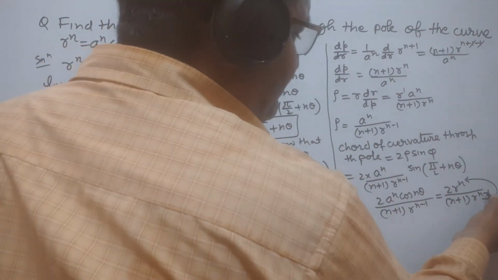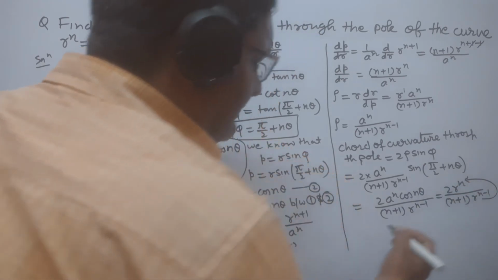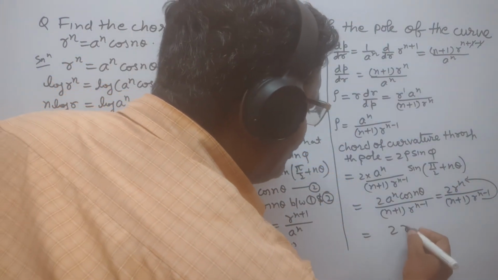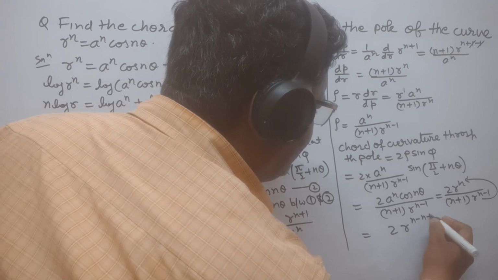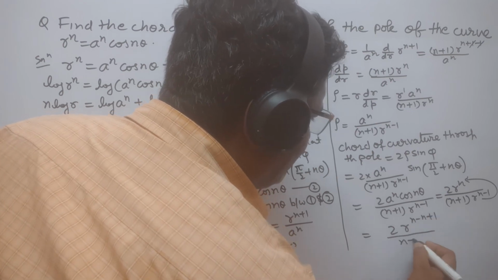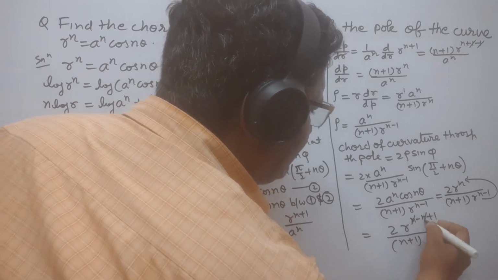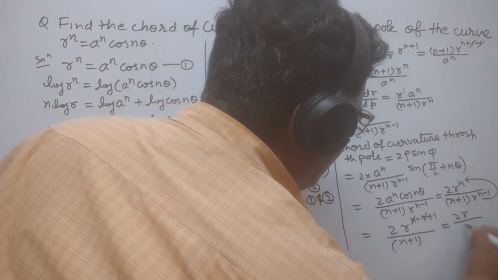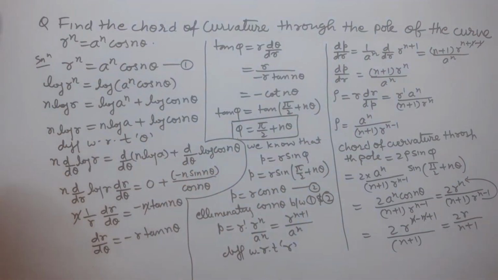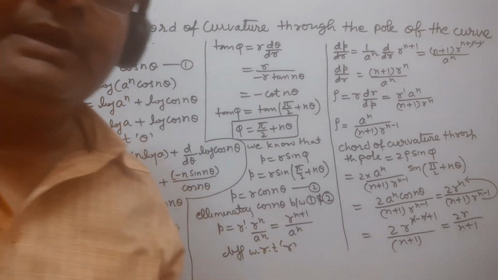So this n minus 1 power is subtracted from this n power. So we write here 2 r to the power n minus n plus 1 divided by n plus 1. So this n is cancelled out. So we get here 2r upon n plus 1. So the chord of curvature through the pole of the given curve r to the power n equal to a to the power n cos n theta is 2r upon n plus 1.